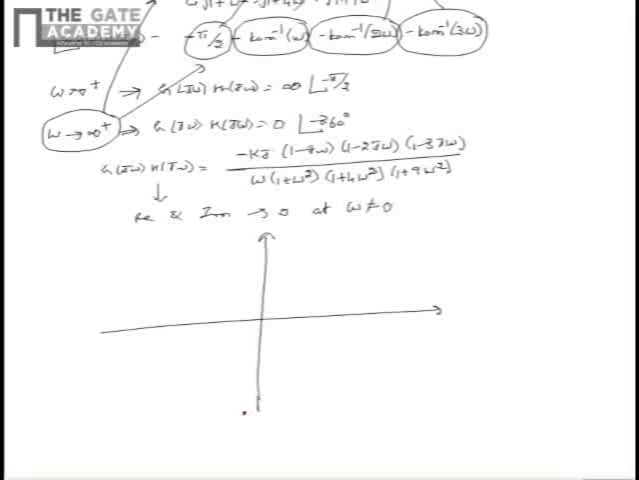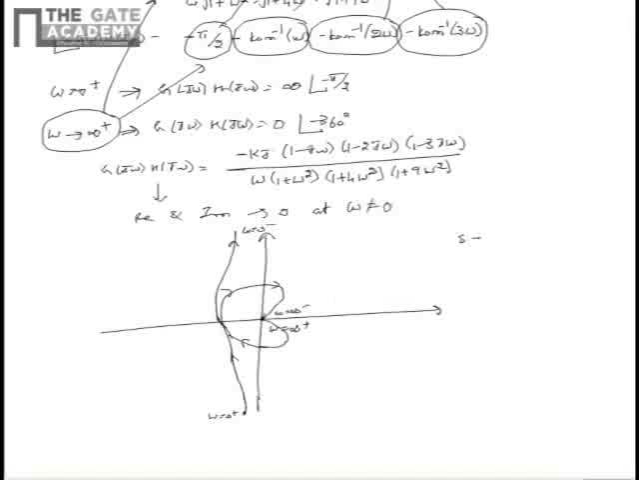So from this we can plot the Nyquist plot of the control system as shown. This is from omega equal to 0 plus to omega equal to infinity. So due to the symmetry, the Nyquist plot of the control system can be plotted as shown from omega equal to infinity minus to omega equal to 0 minus.